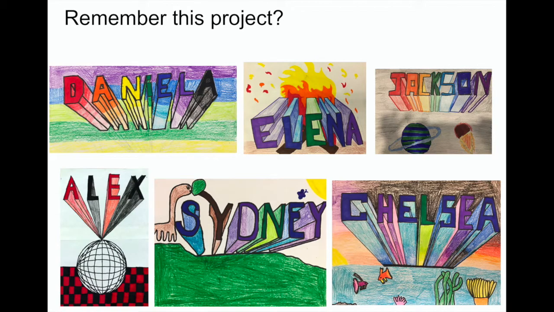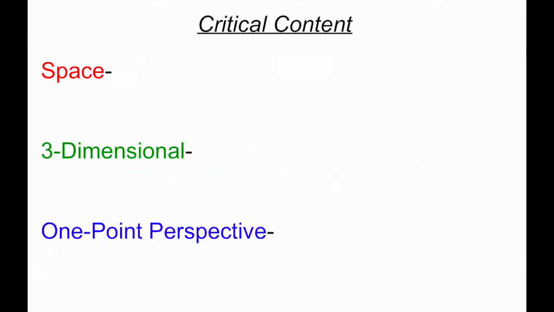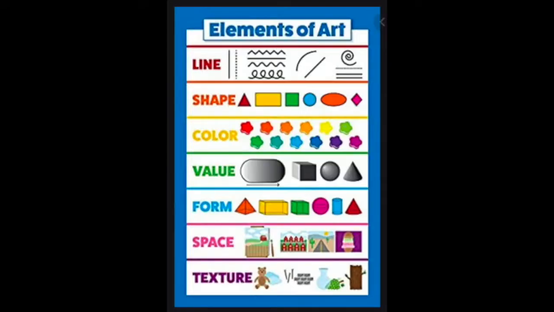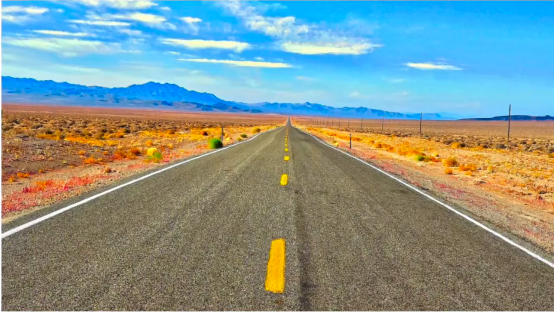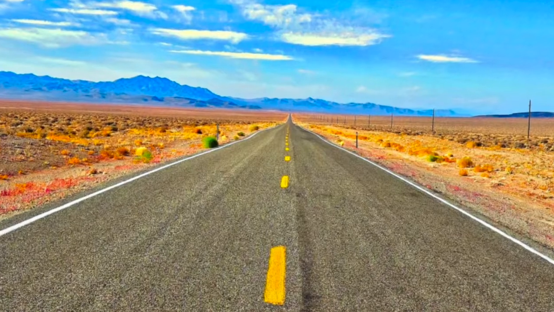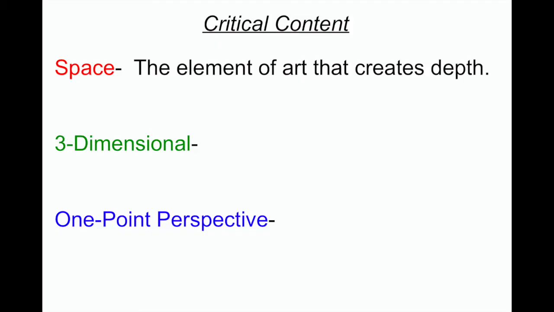You remember this project. We did your names using one-point perspective to make them look like they were going back into the distance. There are 3 concepts that you need to understand in order to do this project successfully. The first one is space. Space is one of the 7 elements of art that artists use, and we will be using it today to help show depth on our flat paper.